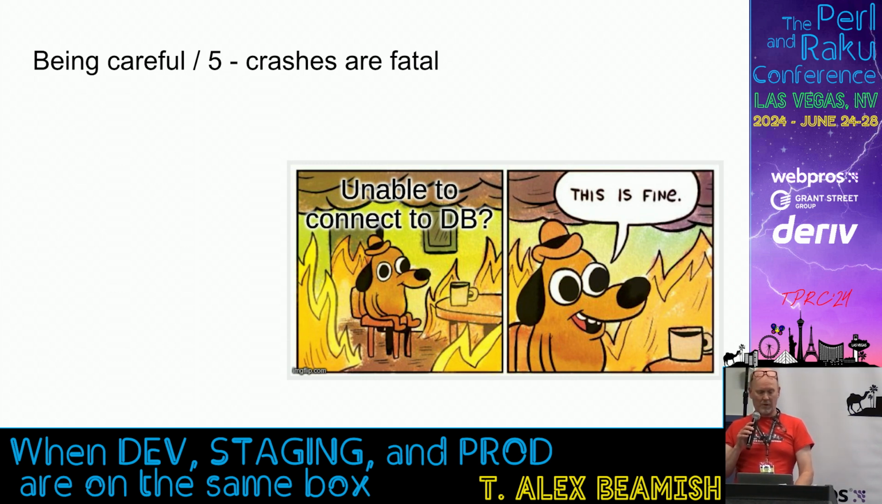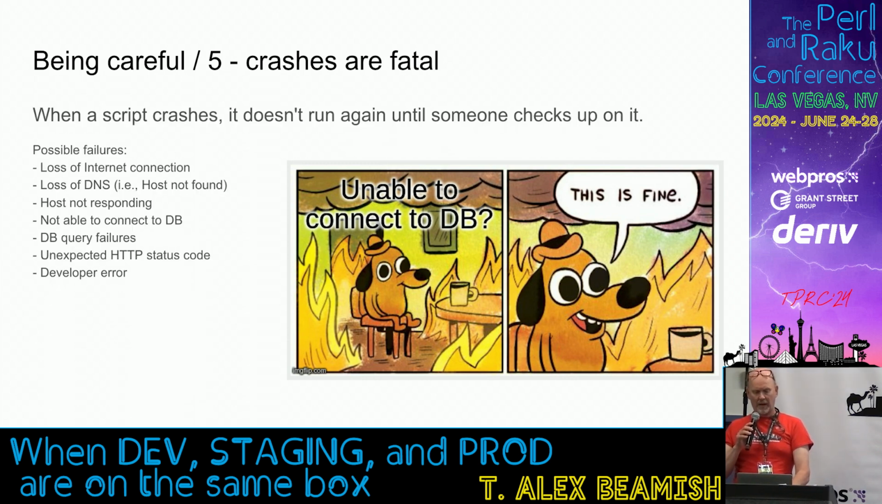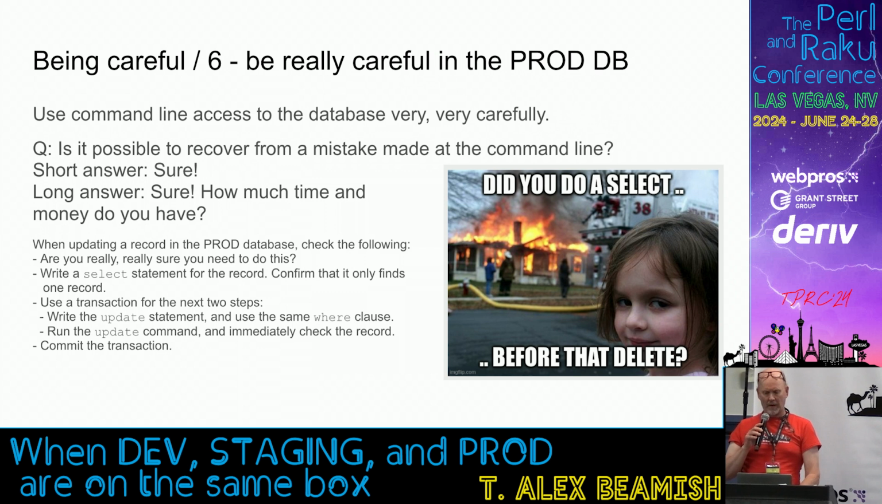The next decision I made was that crashes are fatal. If something goes wrong, like I can't connect to the database, the network's bad, the DNS is bad, or there's a query failure, which does happen, or I get a 504 from one of the sources, I just have it crash, and if it tries to run again, because it's a cron script, it stops dead. And then I fix it, and we move on.